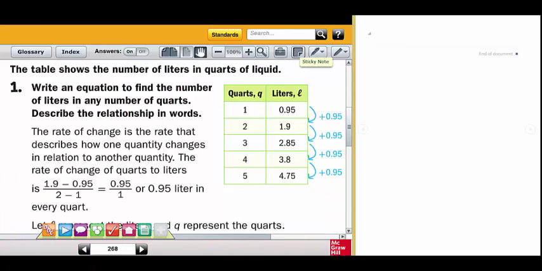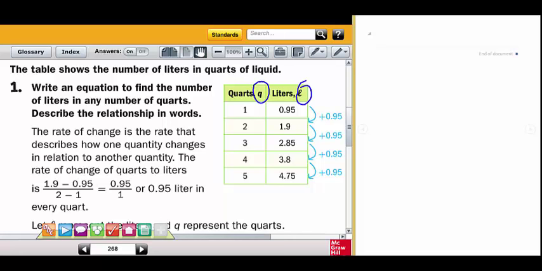Okay, sample number 1. We have a table that shows the number of liters, L, in quarts of liquid, Q. So remember that we will regard this as our input and this as our output. Normally we would call this X and this Y, but in this case I think it's really intelligent to use L and Q, because then we can immediately see that we're talking about quarts in one case and liters in the other. And number 1 asks us to write an equation to find the number of liters in any number of quarts. Describe the relationship in words.